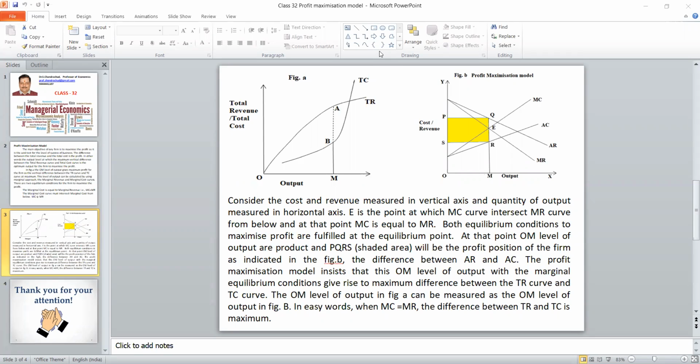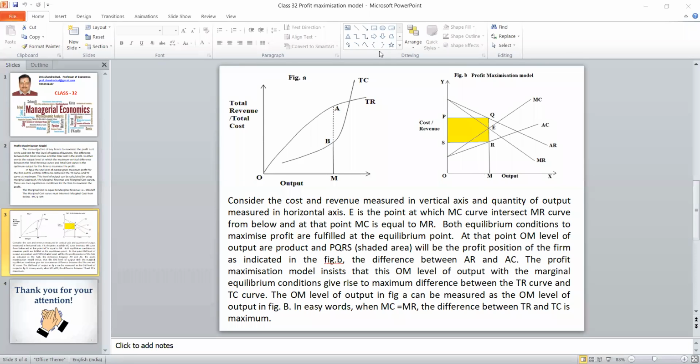When we draw a perpendicular line from point E, we get QM. That line we can get. So OM is the level of output. When we identify this OM level of output and apply it from figure B to figure A, definitely at that point there will be a maximum difference between the total revenue and total cost.